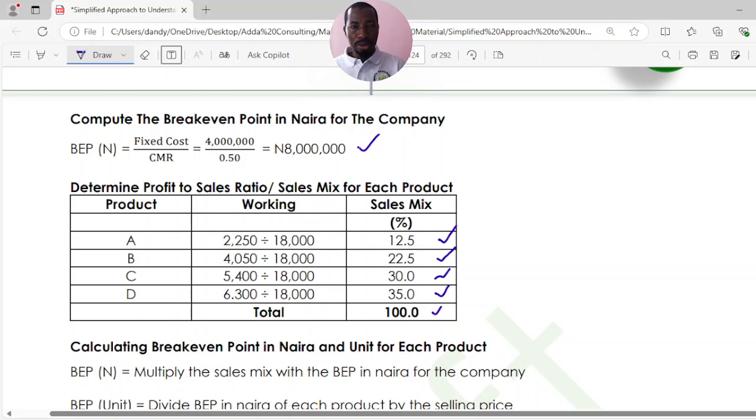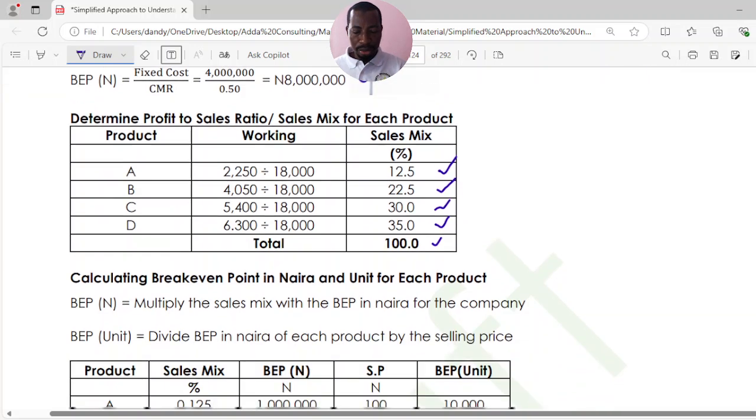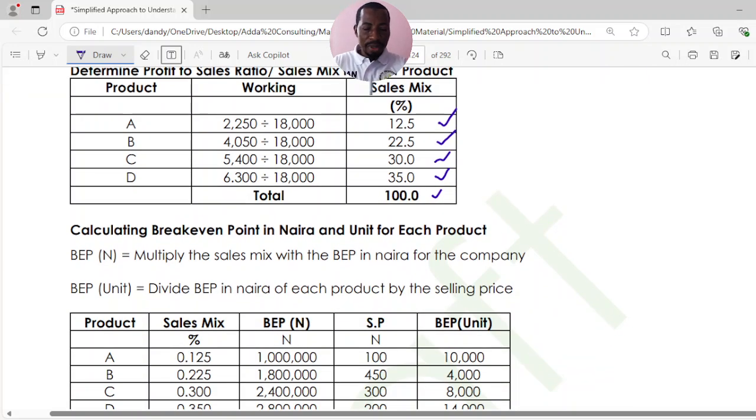So finally, all I need to do now is to compute. I will use a table to compute both the break-even points in units and in naira for each of the products. When you want to calculate the break-even points in naira, you are expected to multiply the sales mix you have computed by the break-even point in naira in step 2. And for you to get the break-even point in units, you are supposed to divide the break-even point in value for each of the products by the selling price.